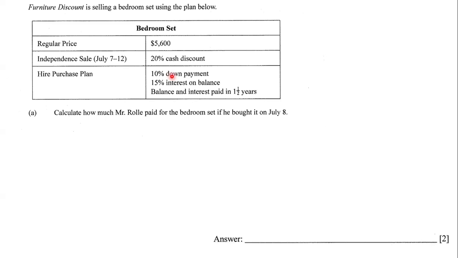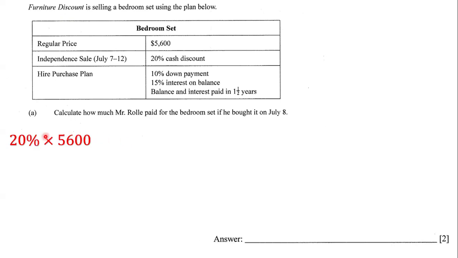10% down payment, so you need to give a 10% down payment. Then you have 15% interest on the balance, and the balance and interest is paid in 1.5 years. And so the first question states, calculate how much Mr. Rule paid for the bedroom set if he bought it on July 8th. Now, if he bought it on July 8th, that means he's going to catch the sale. And so he's going to be able to benefit from the sale, which is a 20% cash discount.